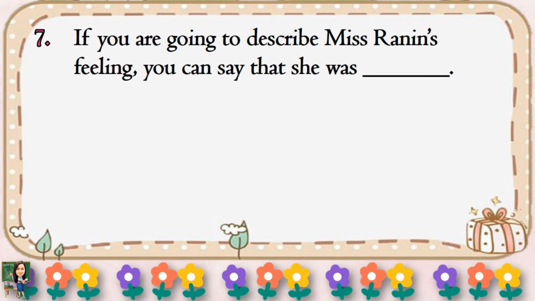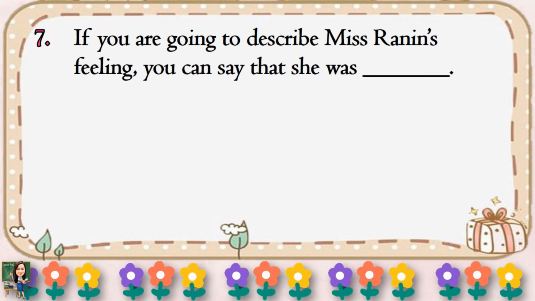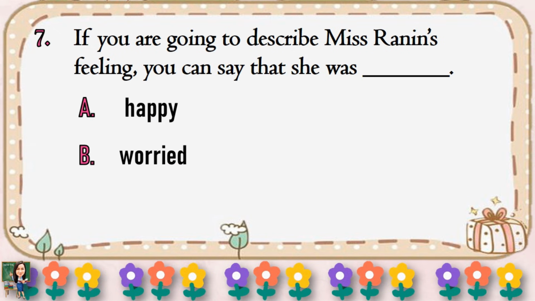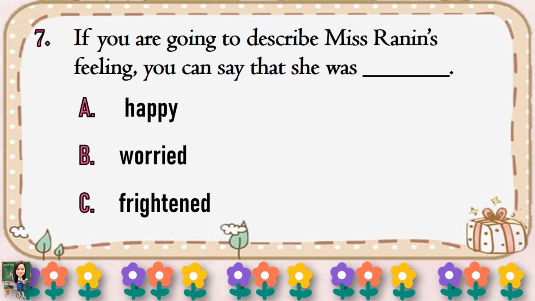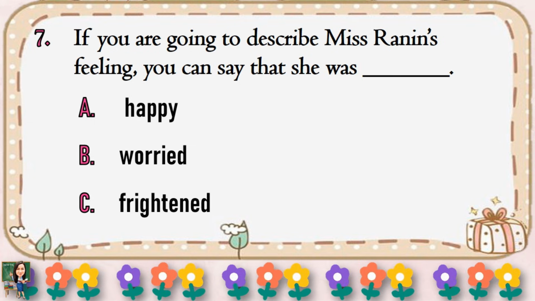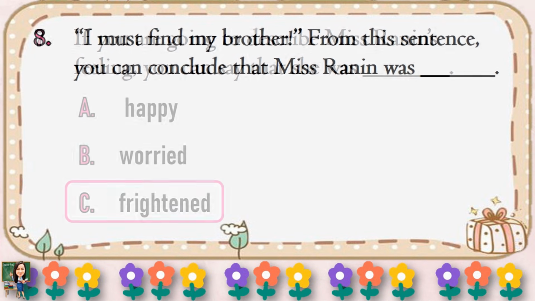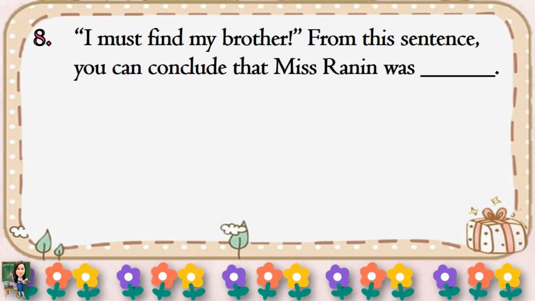Number 7. If you are going to describe Miss Ranin's feeling, you can say that she was A. Happy, B. Worried, C. Frightened. What is the correct answer? Very good. The correct answer is letter C. Frightened.